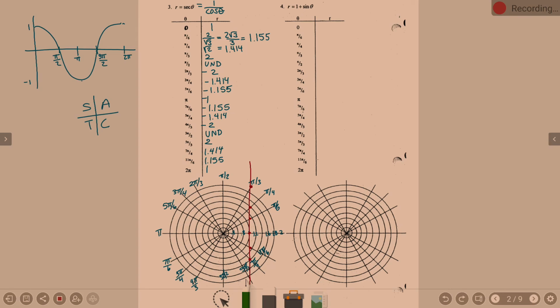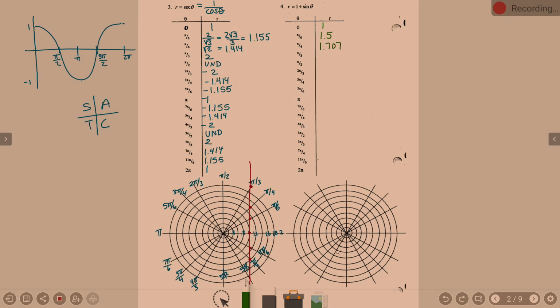That's what's going to be my suggestion. So the first one, at 0, it was 0. So what's 1 plus 0? 1. At pi over 6, that was 1/2. You could say 3/2, but it's easiest to just say 1.5. At pi over 4, it was square root of 2 over 2. I don't really want to say 1 plus square root of 2 over 2, but it was 0.707. So if you add 1 to that, 1.707.